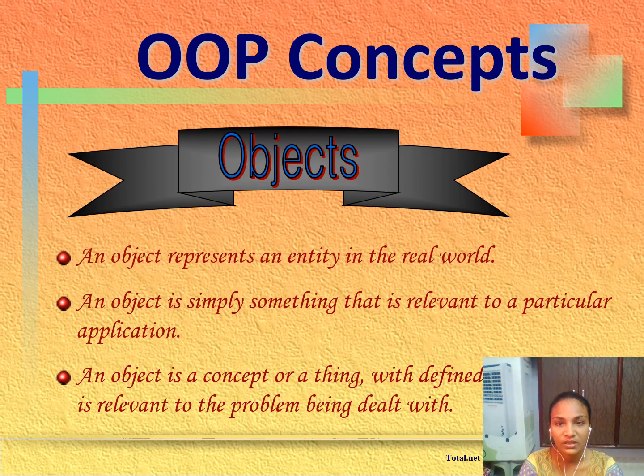The first concept in the OOPS is objects. An object represents an entity in the real world. An object is simply something that is relevant to a particular application. An object is a concept or a thing with defined boundaries that is relevant to the problem being dealt with.